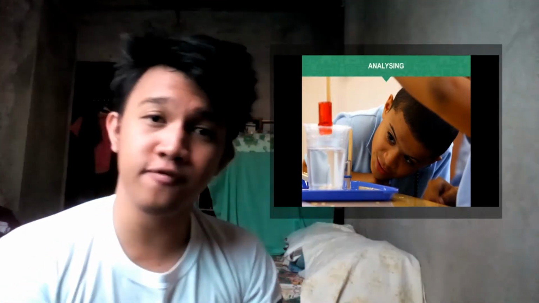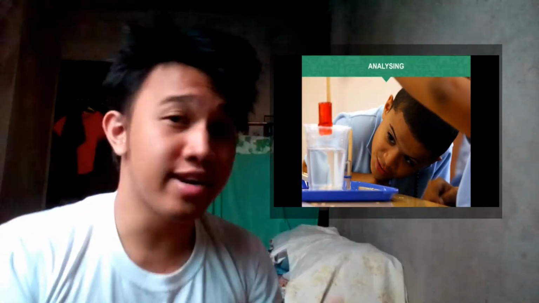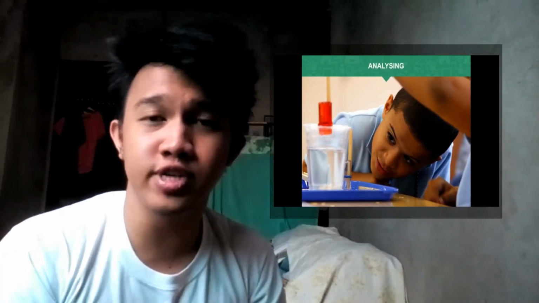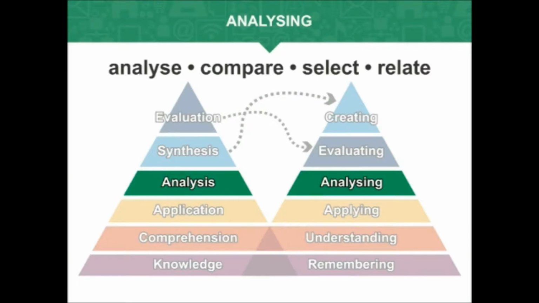Now down to the fourth level of analyzing. When we analyze something, we break it down into smaller parts in order for us to have a critical look at something. For example, in science, the teacher could ask the learner to compare the result of their experiment with their classmate. And the keywords for this level are analyze, compare, select, and relate.